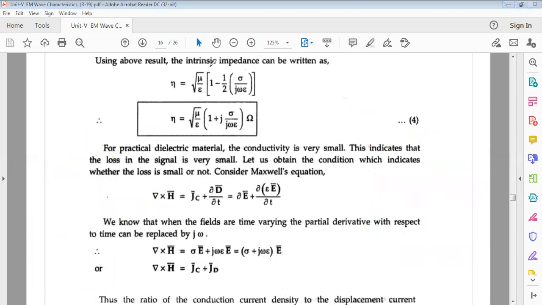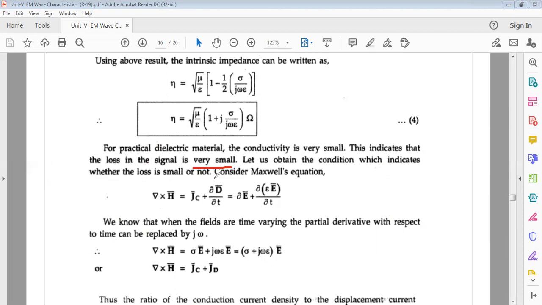Using the above result, the intrinsic impedance can be written as follows. For a practical dielectric material, the conductivity is very small. This indicates that the loss in the signal is also very small. Let us obtain the condition that indicates whether the loss is small or not. So we are saying that in the practical dielectric the conductivity is very small.